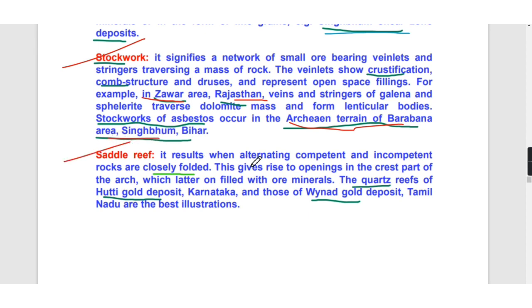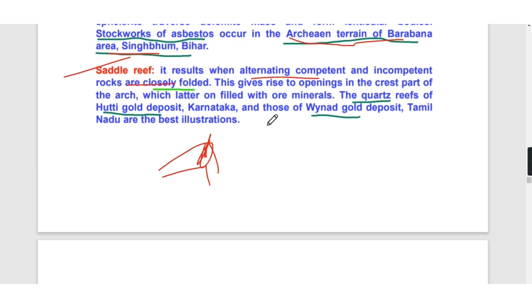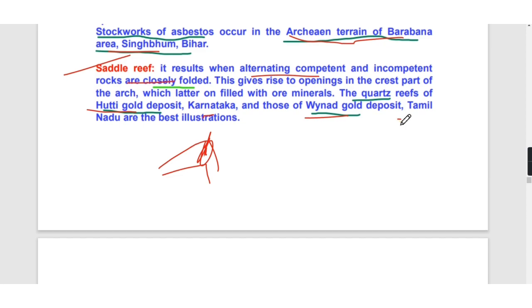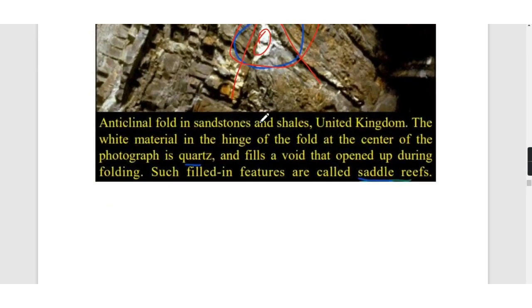Saddle reef results when alternating competent and incompetent rocks are closely folded. As I've told, if there are folds like this, okay, in the hinge part you will get the deposition, which we will usually see in the Hutti gold deposit of Karnataka, Wynad gold deposit in Tamil Nadu, right? And this is the example of saddle reef. See, this is a mountain. Okay, and in the hinge part you are getting this white quartz deposition.